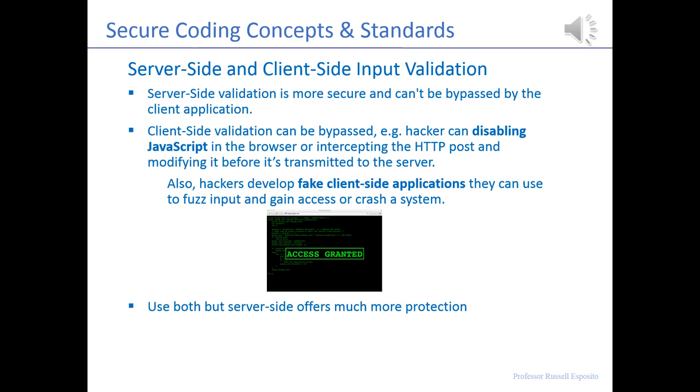So you also put the validation testing on the client side, but a hacker could disable JavaScript. They can intercept an HTTP post and modify it before it gets sent to the server. So you want the protections on both sides. It's also critically important to have it on the server side, because a hacker can develop, and I'm looking at the middle of the slide, that black box with the access granted, hackers develop their own fake client-side applications, whether it's a browser or some other kind of client application. They can create their own product.